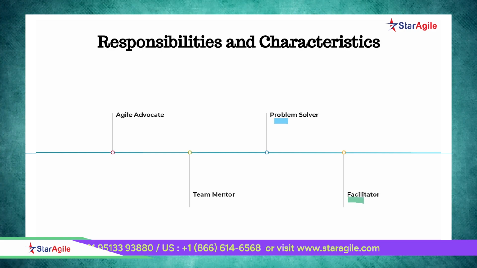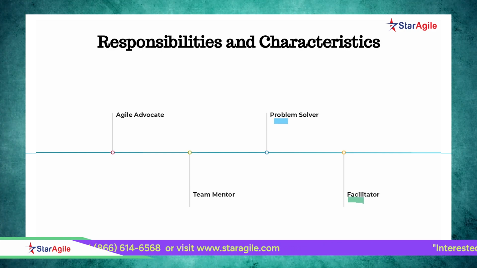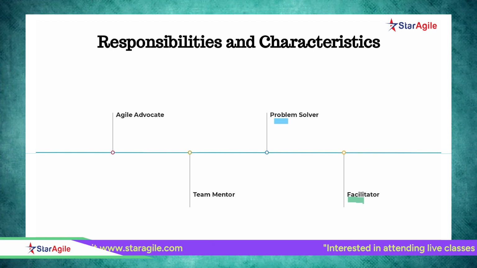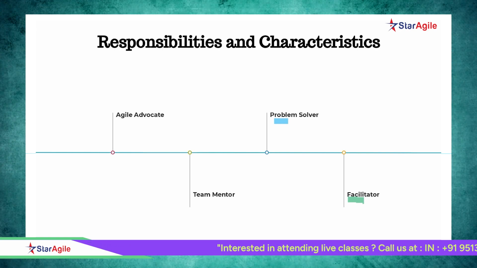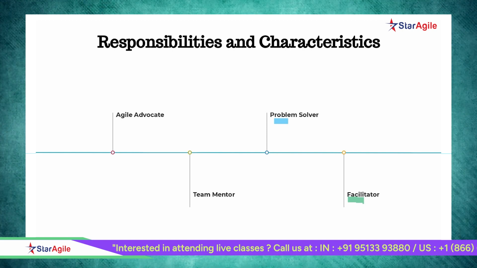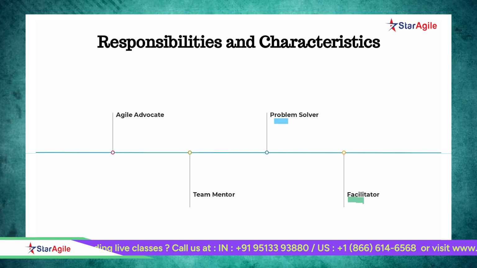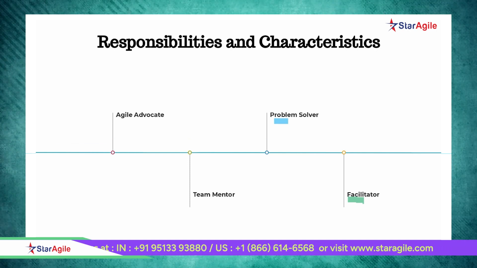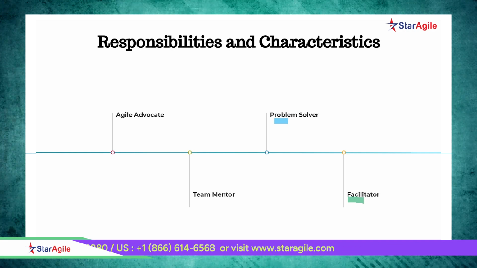Finally, as a facilitator, the Scrum Master plays a central role in enabling effective communication, collaboration, and decision making within the Scrum team and with stakeholders. The responsibilities include organizing and leading Scrum events: sprint planning, daily stand-ups, sprint reviews, and sprint retrospectives. They ensure that these meetings are well organized, time-boxed, and focused on achieving their objectives.